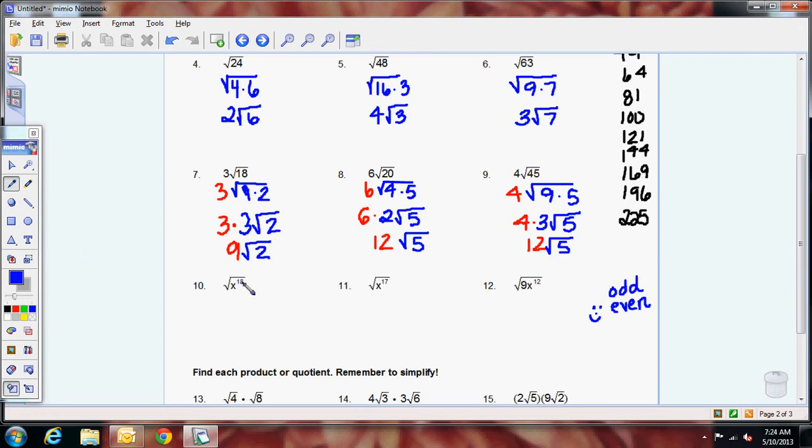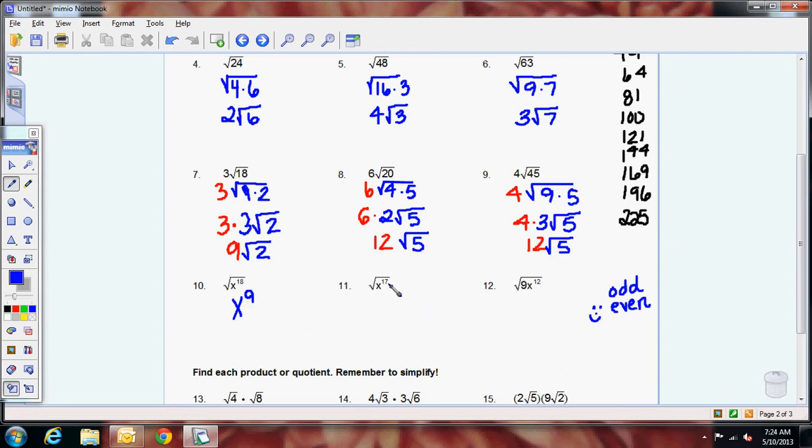So x to the 18th. Well, remember 2, 4, 6, 8. So that's an even number. So I'm just going to cut it in half. 18 cut in half is 9. So the square root of x to the 18th is just x to the 9th.